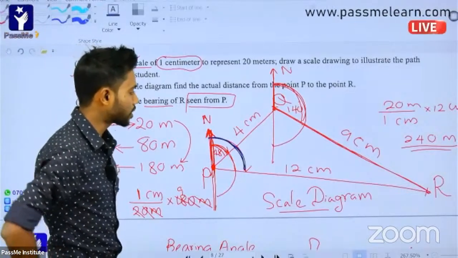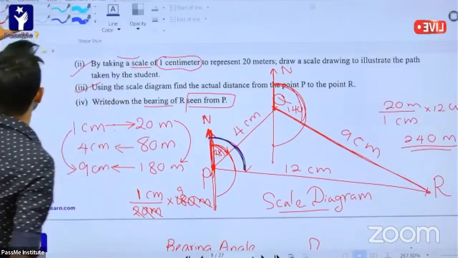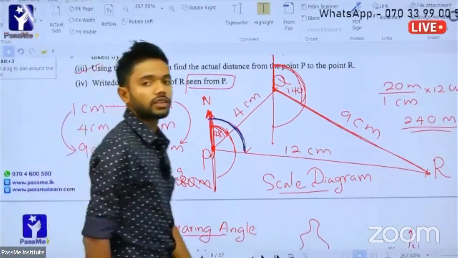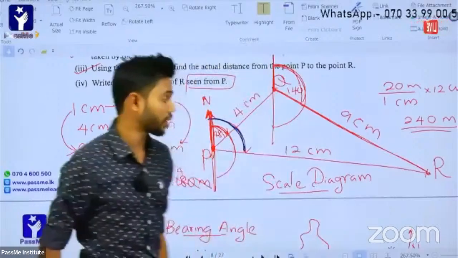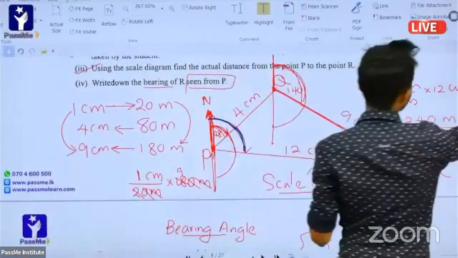You know that you can use the protractor directly straight away because we already used that protractor to draw this one. So therefore you can use that one.